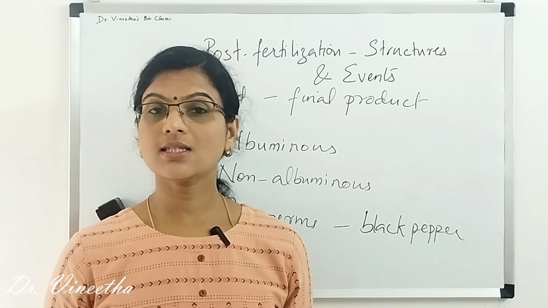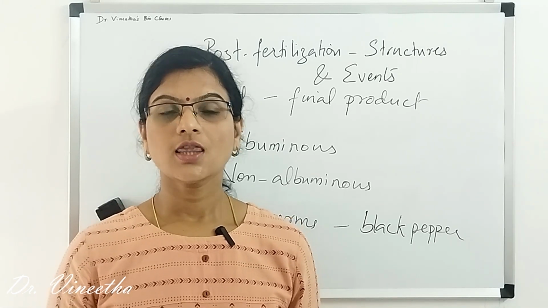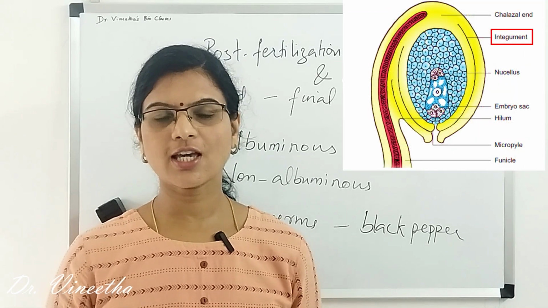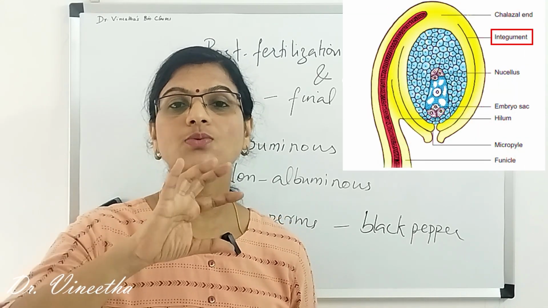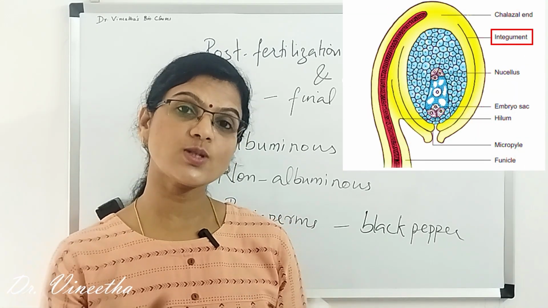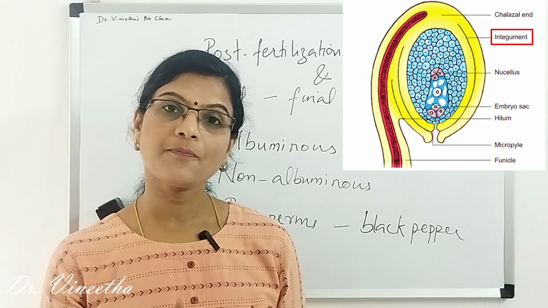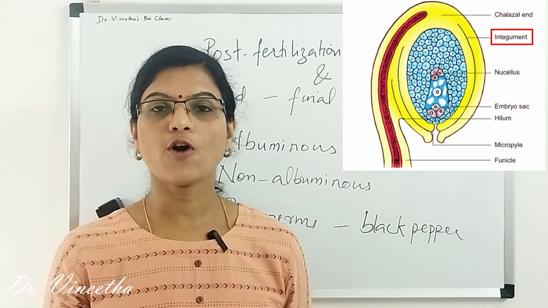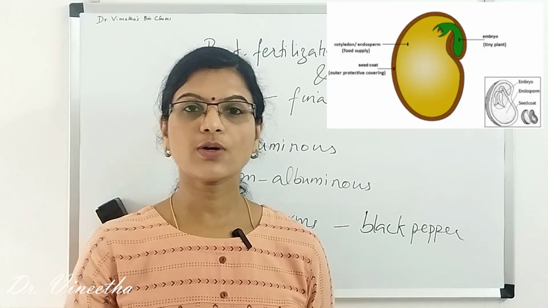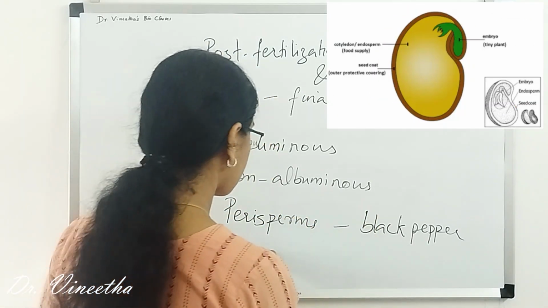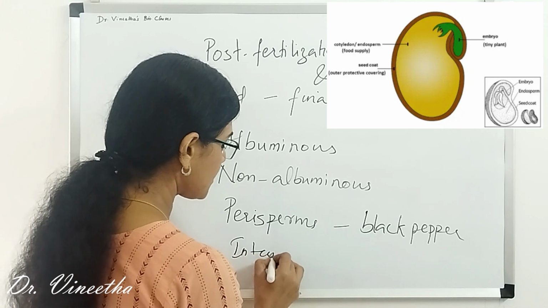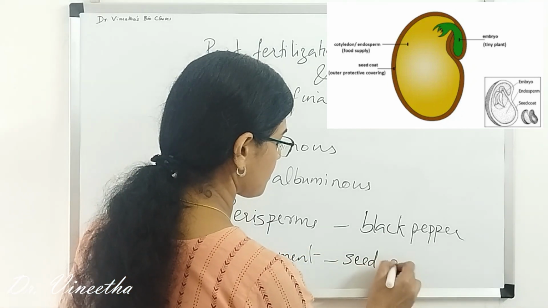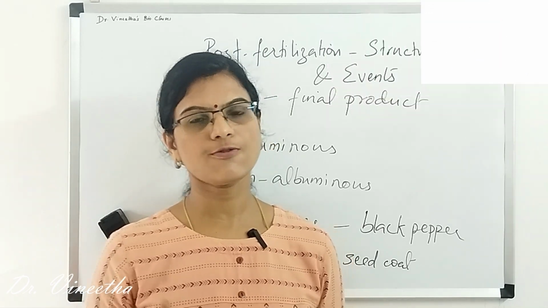And how is the seed coat formed? The seed coat is formed from the integuments. You remember the integuments? Integuments were the protective layers outside the nucellus in the ovule, right? Those integuments become hard and form the seed coat. So the integuments form the seed coat.